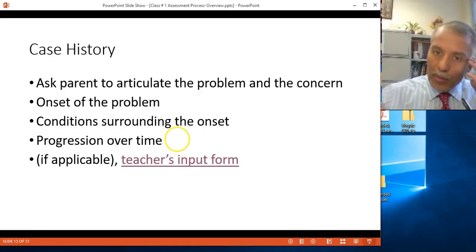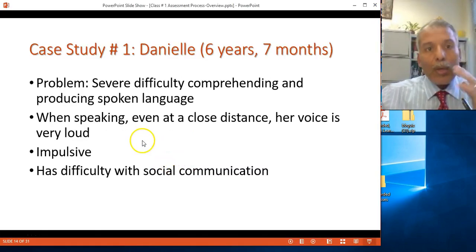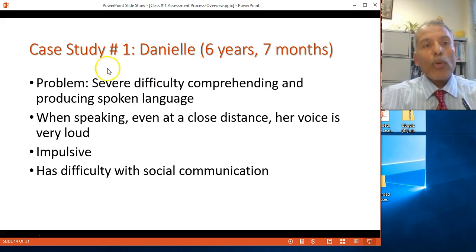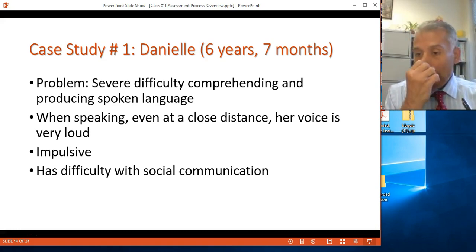So this is a situation now. We have the purpose of this, which was a class activity, but the purpose is to show you how important case history is in interpreting and making us understand the case that we are dealing with.